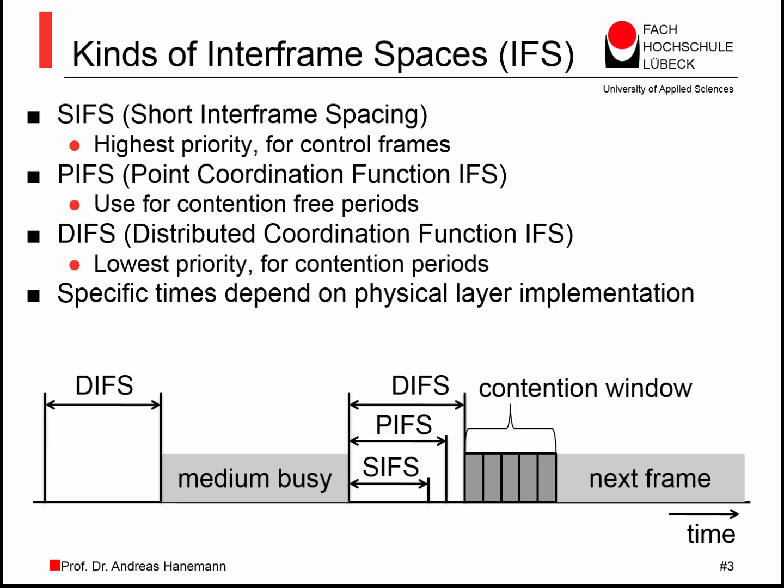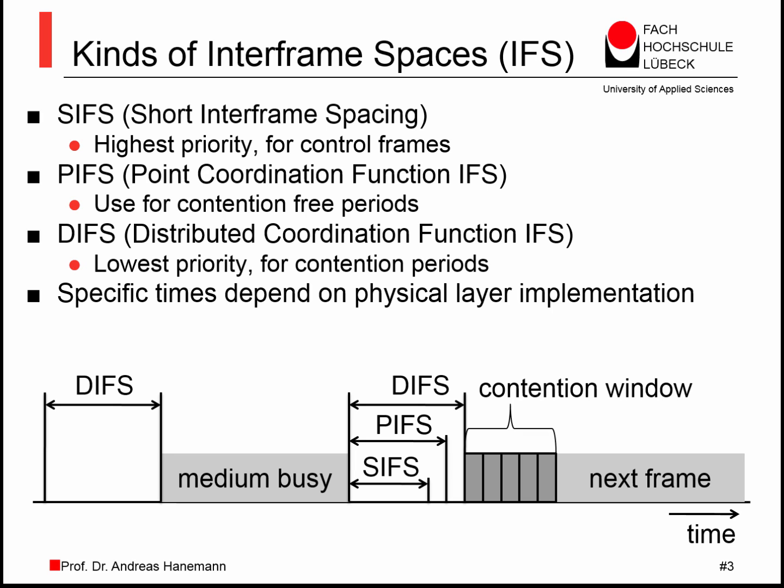The basic idea to realize priorities is to define waiting times for medium access. The shorter the waiting time, which is named interframe space, the higher the priority. If it is allowed to use just the short interframe space, SIFS, then the frame has the highest priority. This holds only for control frames or for a previously reserved medium.